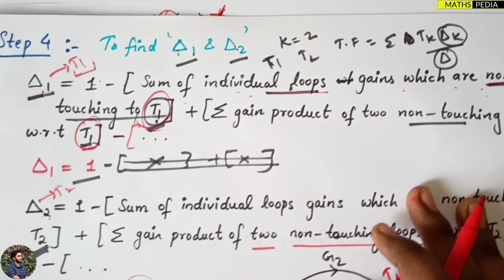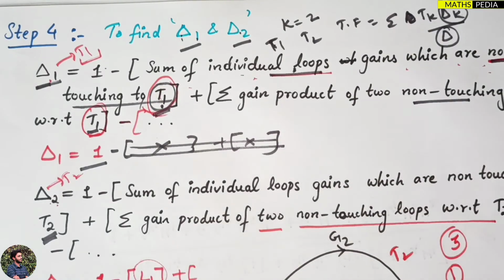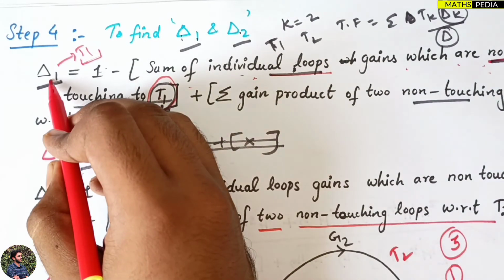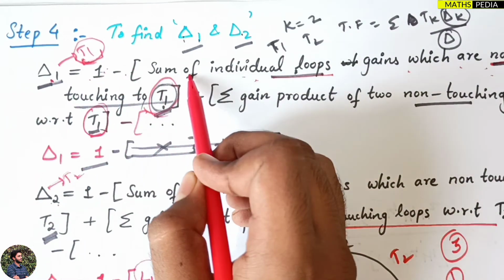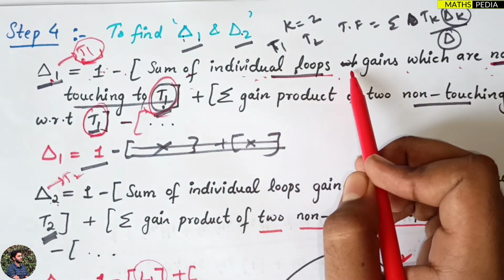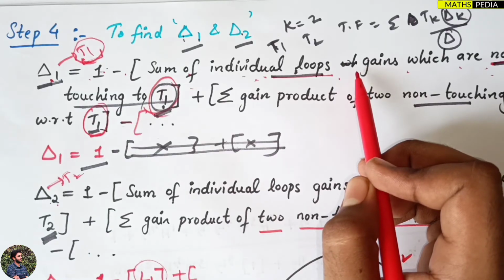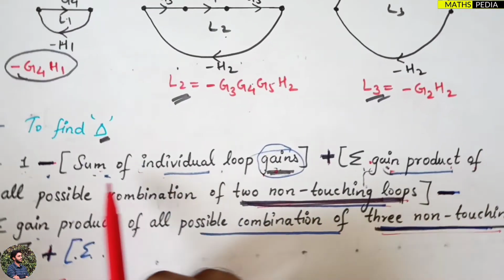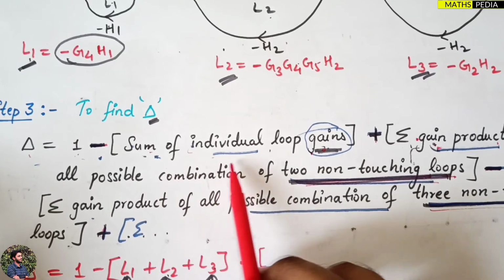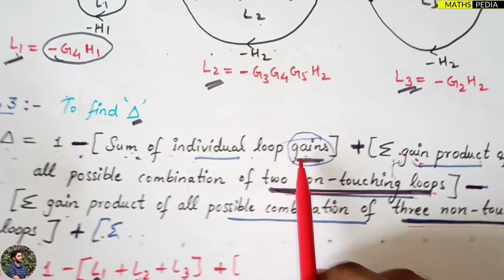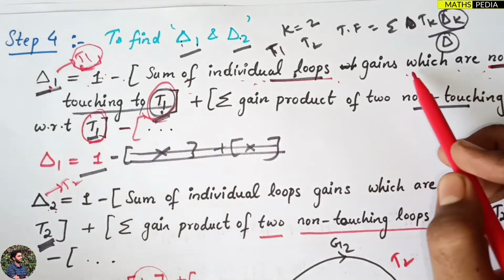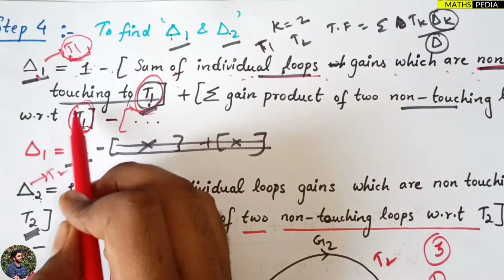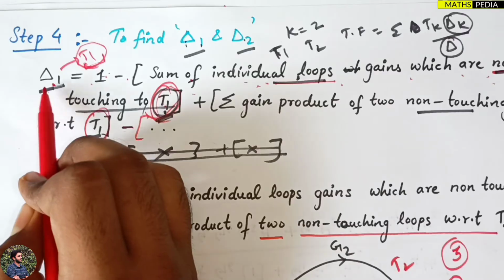See here, it's the same formula as delta, but the thing is that delta 1 will be with respect to t1. So delta 1 is equal to 1 minus sum of individual loop gains. This we have discussed in delta also. It's the same formula. You can see here the delta formula was 1 minus sum of individual loop gains, but here one more additional thing is there, which are non-touching to t1. So that's what I said.